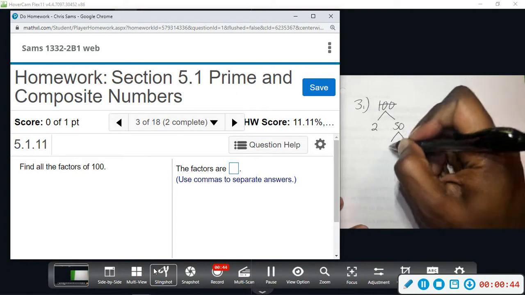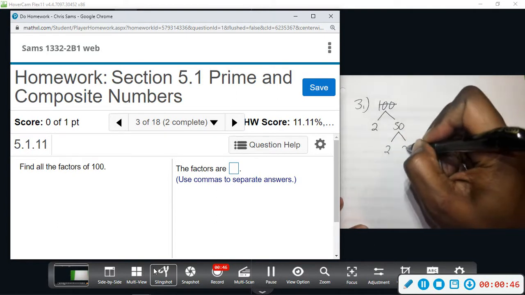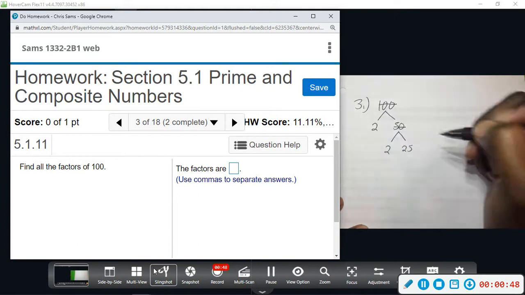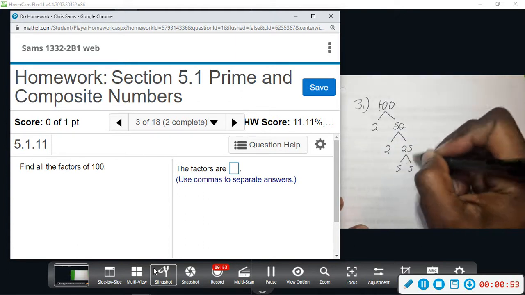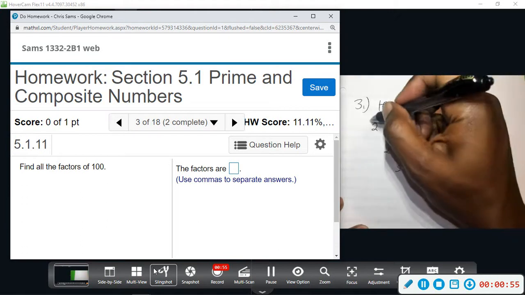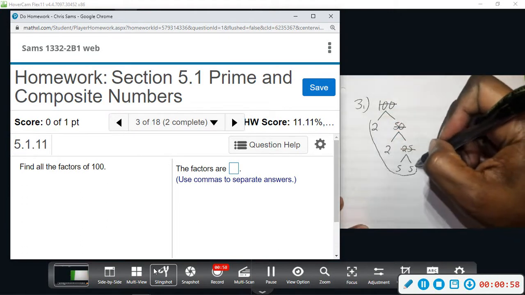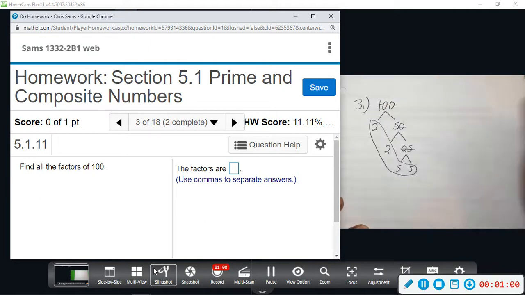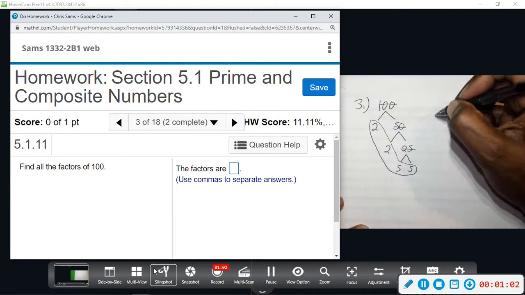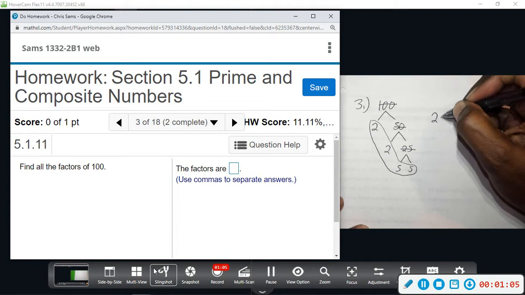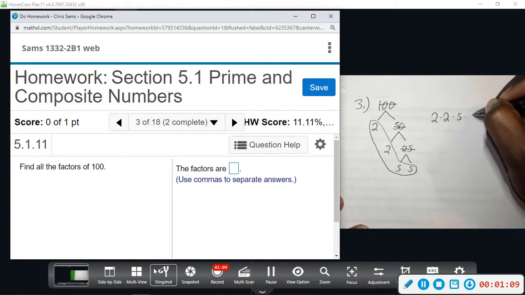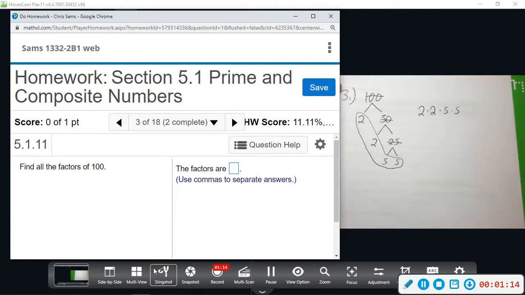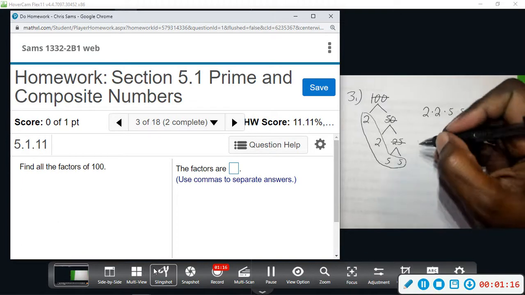50 we can break down to 2 times 25. And then 25 we can break down to 5 times 5. Okay, so here are all my prime numbers: 2 times 2 times 5 times 5. Now, I'm not going to write it in exponential form, because I want you to be able to see what numbers I'm using and how I'm coming up with all of these factors.